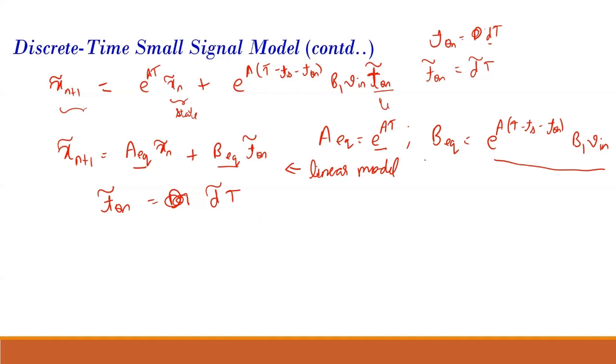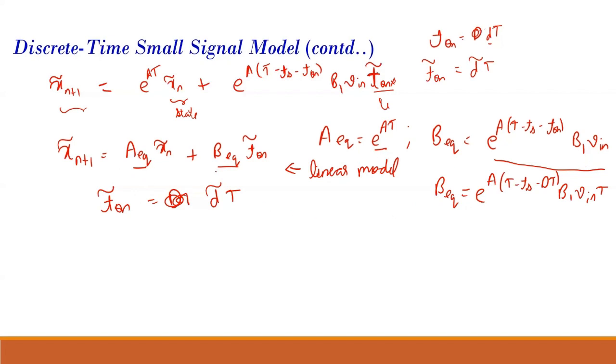Yes, sir. So just B equivalent will change into e raised to A (T minus Ts minus DT) into B1 into Vin into T. Okay, what happens here? T also will come into the picture. So I've just written the final expression. Now I know A equivalent is given by this, B equivalent is given by this.